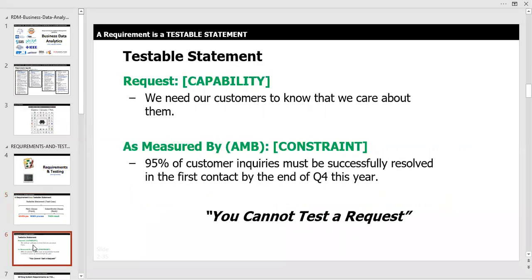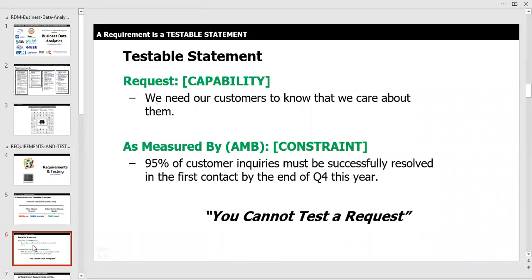Okay, so here's an example of a subordinate clause. It's not a complete testable statement. It's just the idea that part of it has information that you can go research and figure out, hey, is this going to work or not?